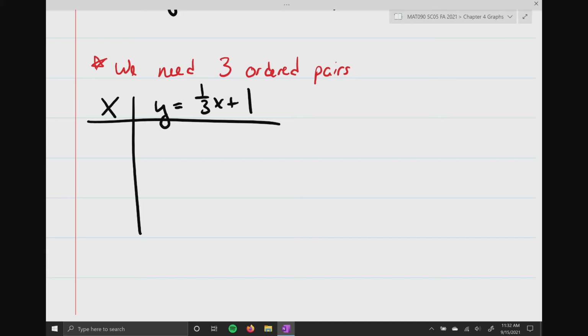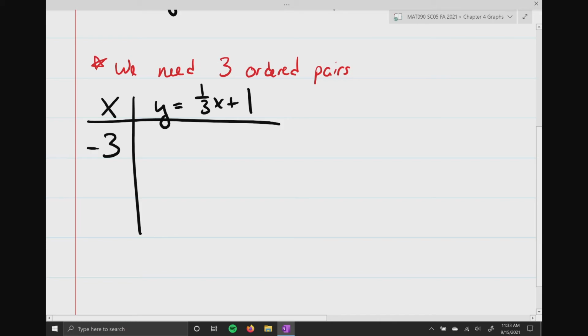It's a fraction. So when I pick my x values, I'm going to be really, really careful about what x values I'm going to pick. So I'm going to give you a hint. The first x value I'm going to pick is -3. Now, can somebody answer this question? Why did I pick -3? Because it's a multiple of the denominator in the fraction.